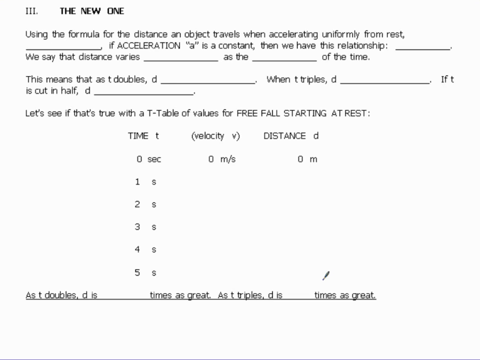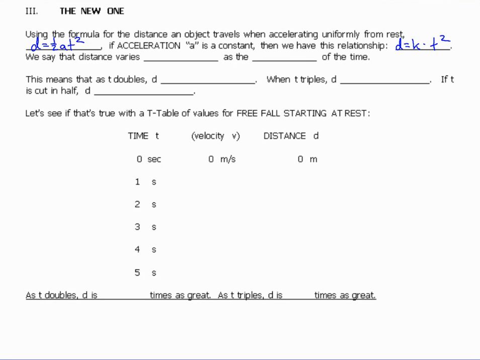All right, this is the last video for Unit 2. We've been looking at variation. The overall unit is free fall, and we're speaking about acceleration. So on page 9, using the formula for the distance an object travels when accelerating uniformly from rest, which is distance equals 1/2 times the acceleration times the square of the time. If acceleration a is constant, then we have this relationship: distance equals constant times the square of the time.